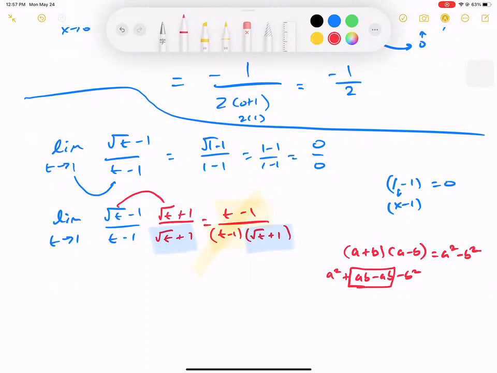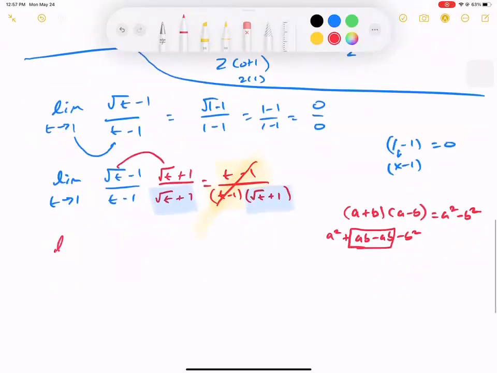So here we go. Since we delete that, we have the limit as t goes to 1 of 1 over the square root of t plus 1. Excellent. Plug in the 1. 1 over the square root of 1 plus 1 is 1 over 1 plus 1, which is 1 over 2.